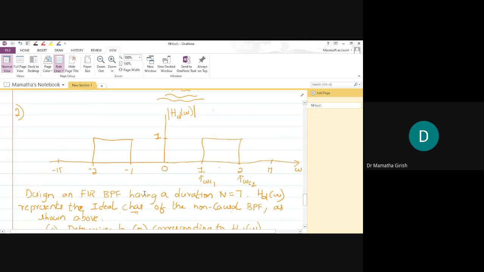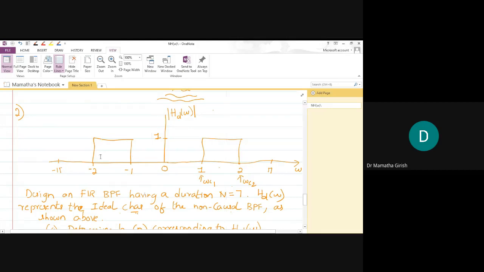Yes, students, let's continue with the second problem for today's class. This problem is all about the designing of an FIR band pass filter. If you could recollect the previous problems, we have designed a low pass filter, we have designed a high pass filter. Just similar to that, in today's class, let's see how to design a given FIR band pass filter.